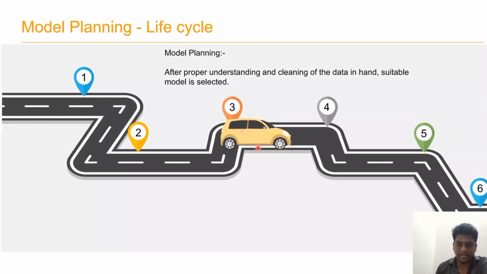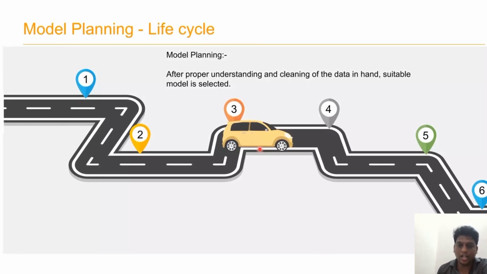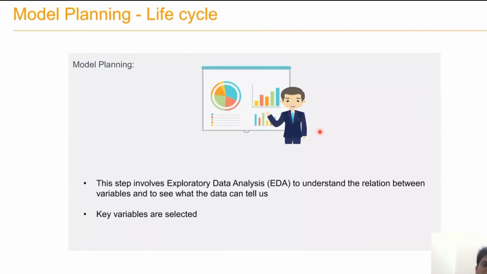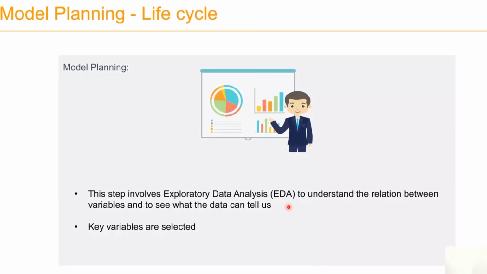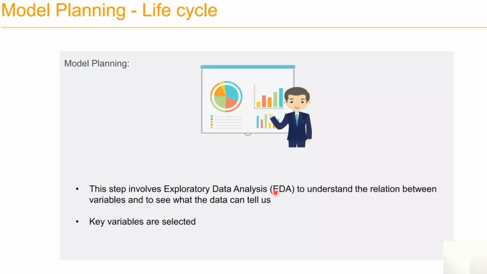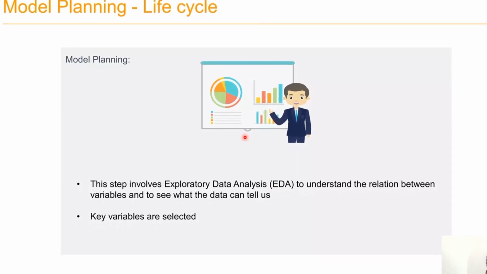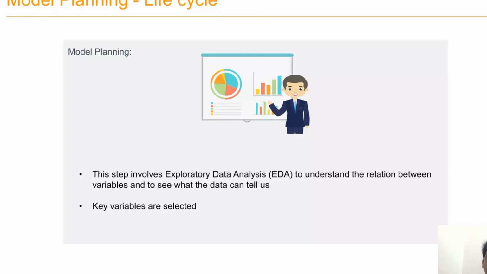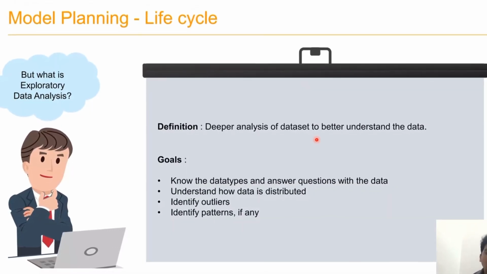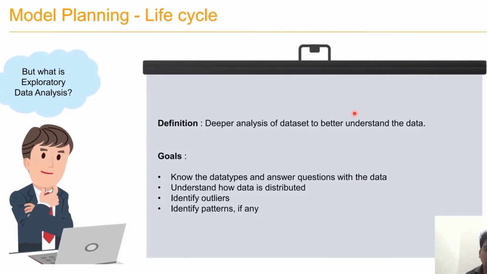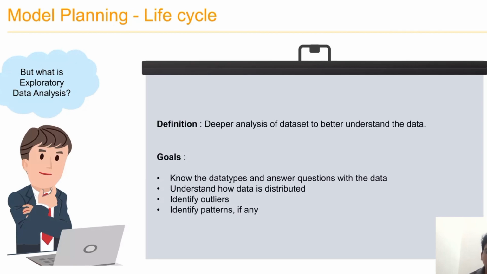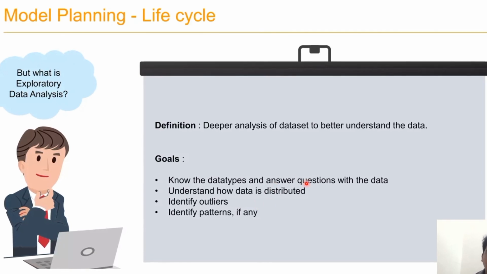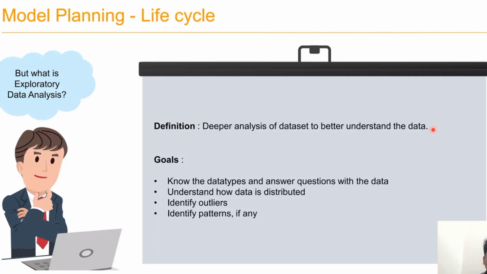The third step is model planning. After proper understanding and cleaning of the data, the suitable model should be selected. Model planning involves exploratory data analysis to find the relationship between the variables and what the data can tell us, that is, what we observe from the data. That defines EDA, which means exploratory data analysis. It is for a better understanding of the data. It helps to understand how the data is distributed and to identify the outliers and patterns inside the data. So EDA is a very important concept in data science.